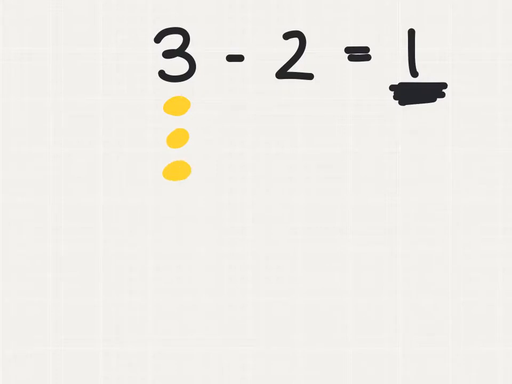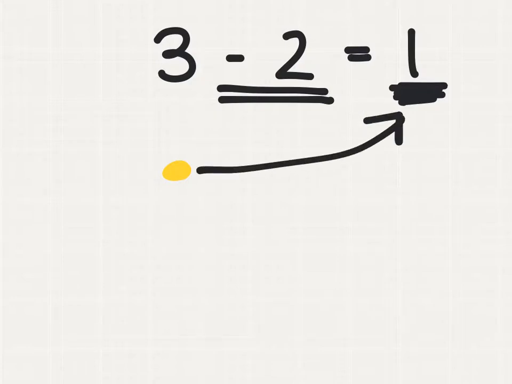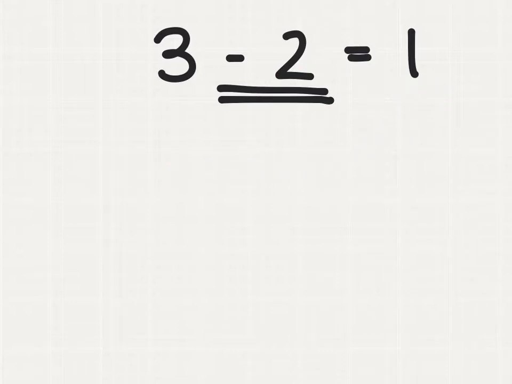Now I can read this right here as take away 2. 3 minus 2, or 3 take away 2. If I take away 2 of my yellow counters, I'm left with 1 yellow counter, which represents positive 1. That's certainly one way to model this problem. But let's take a look at another way as well. I have 3 minus 2 equals 1.